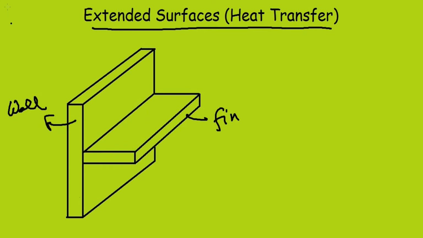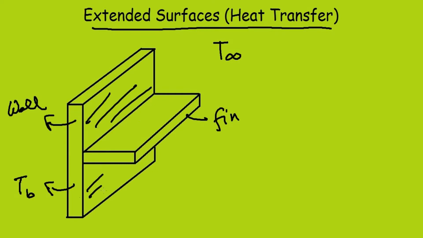First, we will make certain assumptions. Let's assume that this wall is at a temperature of TB. The temperature of this wall is TB, that is the base temperature. Now the ambient air is at a temperature of T infinity. These are my assumptions. Now one thing you can imagine is that if no fin was present, then this entire wall, this surface and this surface, would be at a temperature TB.